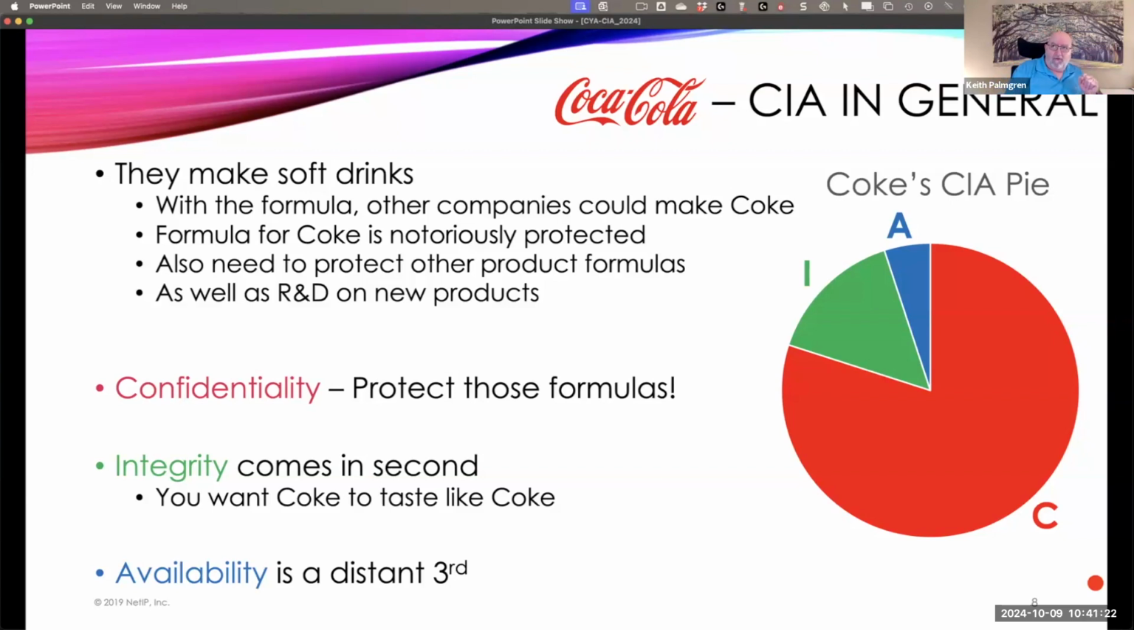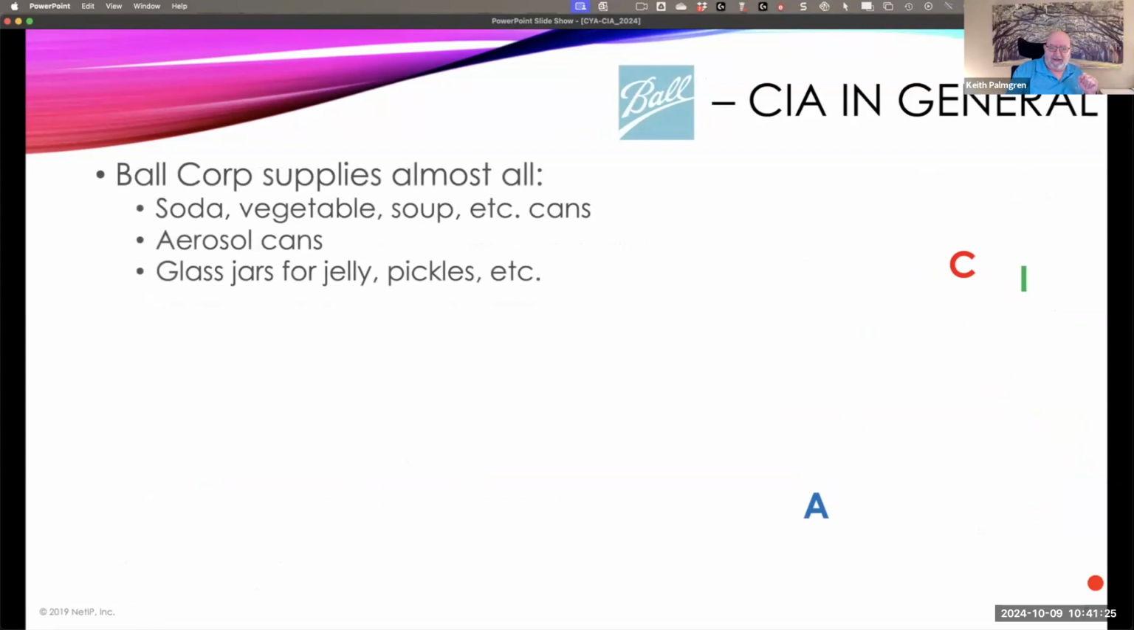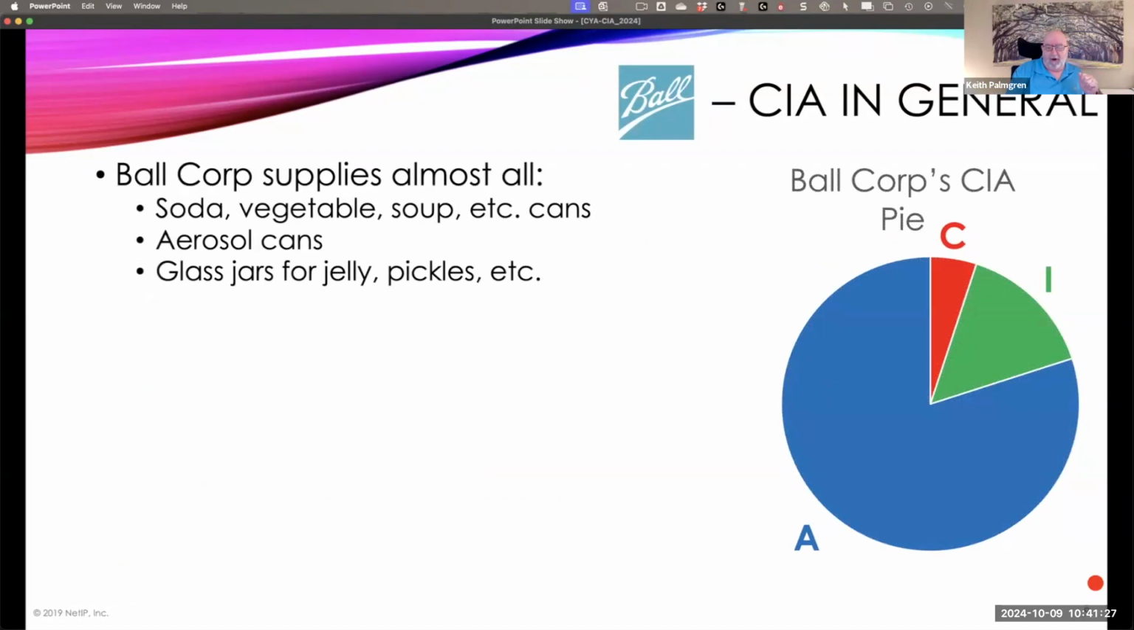Okay. If we move on to a different type of organization, not a lot of folks are familiar with the company Ball, but they're actually a large multinational company. Go into the grocery store and walk down the aisle, and if you see a bottle or a can, it is almost certainly made by this company. They make over 95% of all of the bottles and cans for products all over the world: sodas, vegetable soup cans, aerosol cans, jelly jars and Coke bottles and everything else. If there's a bottle or a can in the grocery store, it probably came from Ball.